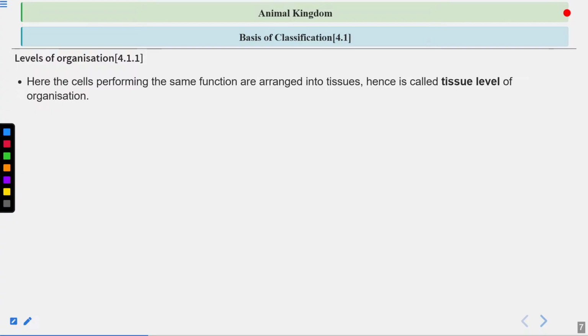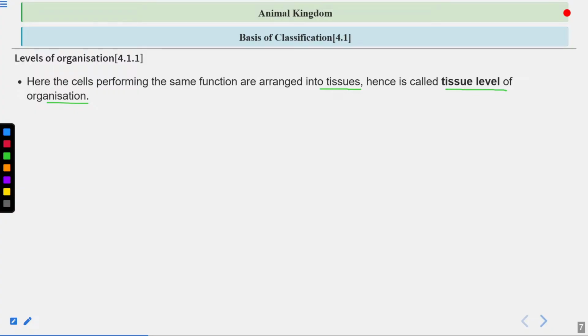So here the cells performing the same function are arranged into the tissue, and hence they are showing the tissue level of organization. So is that clear? Cnidarians or the coelenterate, the next phylum. The first phylum was the porifera, and it is having the lower grade of organization, that is the cellular level. Though they are multicellular, they are not forming any tissue-like things.